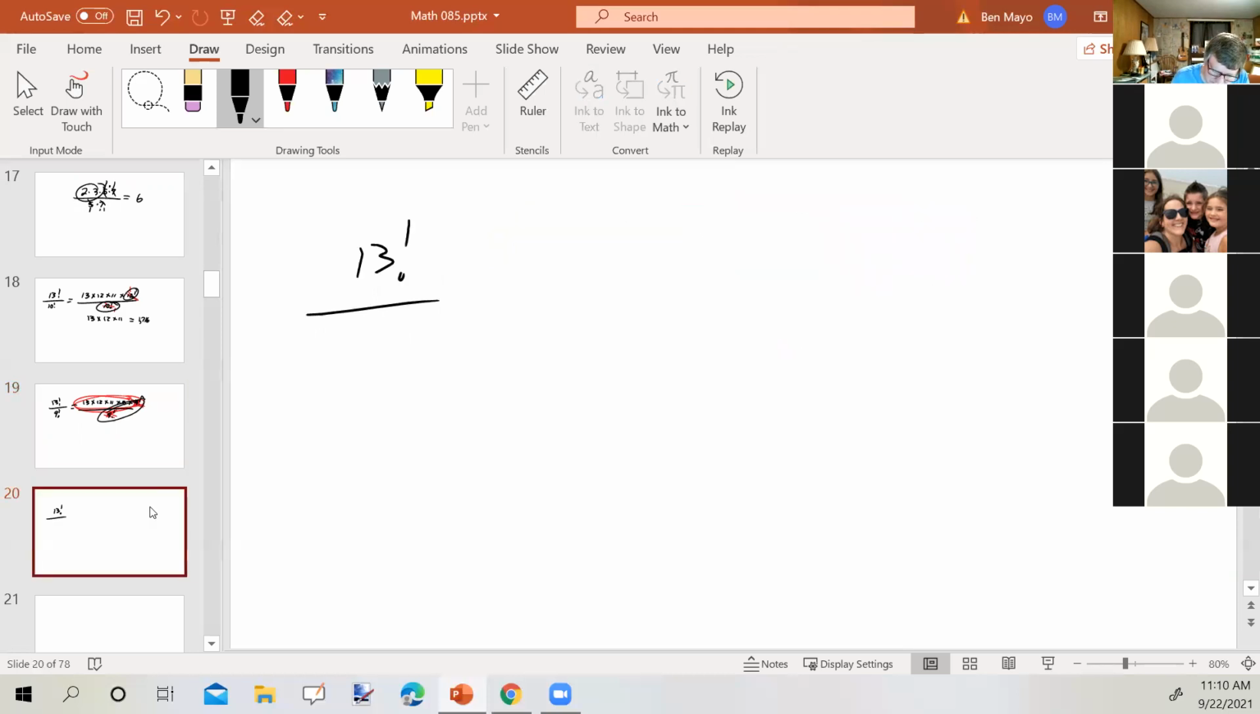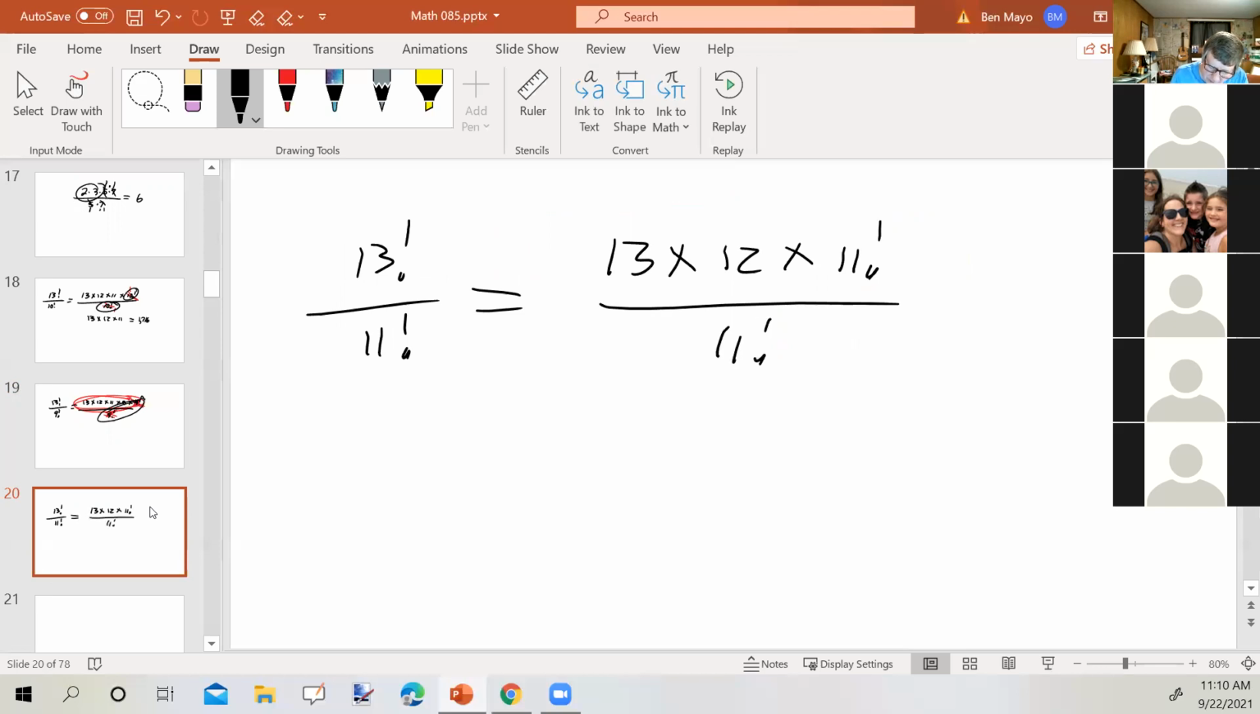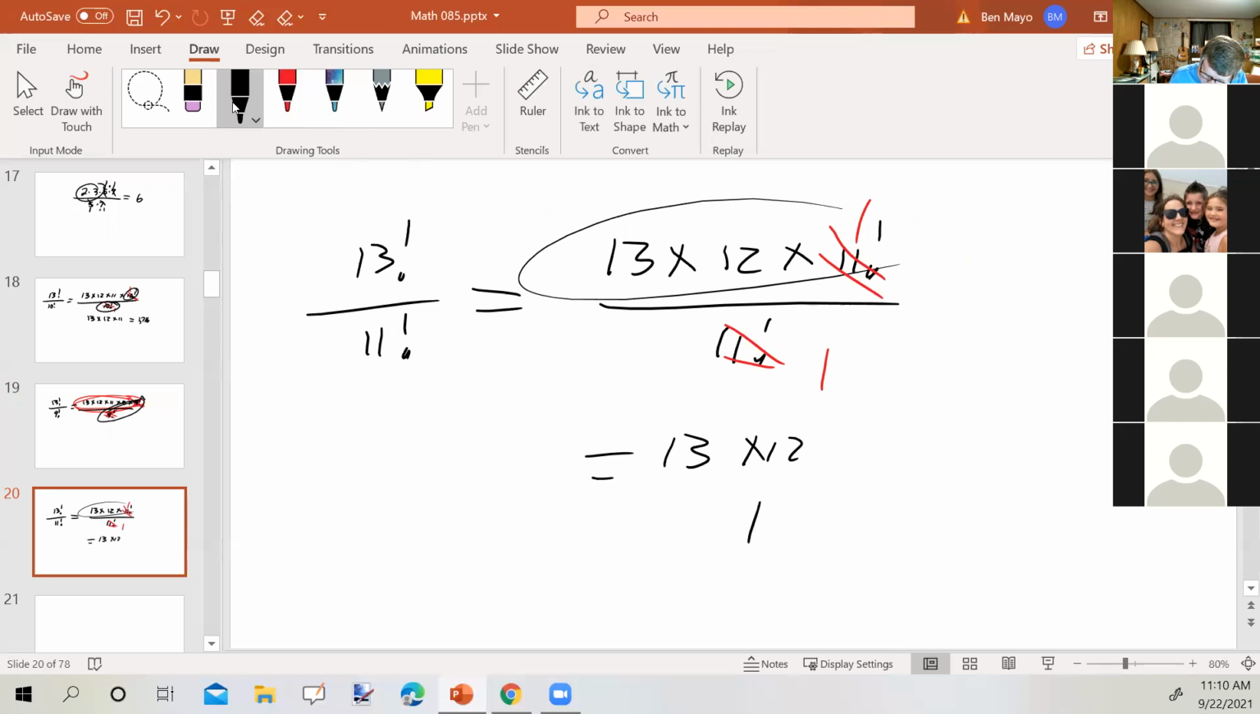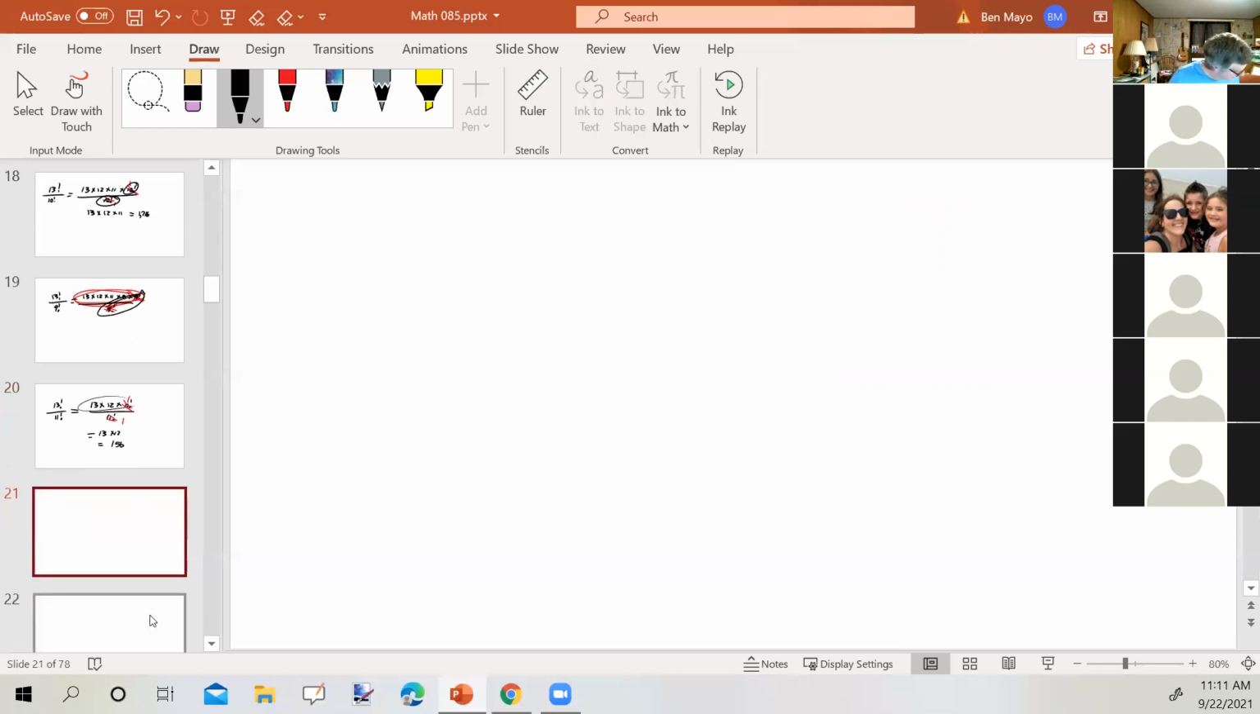Let's take a look at this one. So here, I'm going to expand this down to where I've got 11 factorial so that I can reduce those down. And then I'm just going to take 13 times 12, which is what, 156, I think. Okay with that? Yes, it makes sense. Okay. Now we're going to wander into the deep end. So get your life jackets on.